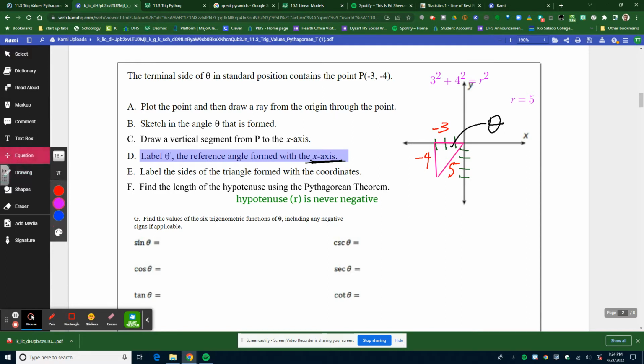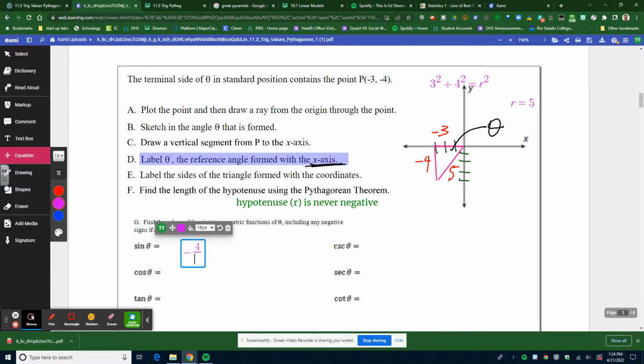So when I set up the trig expressions, -4 over +5 or -5? What's it say right here? R is never negative. You got a little something in there.